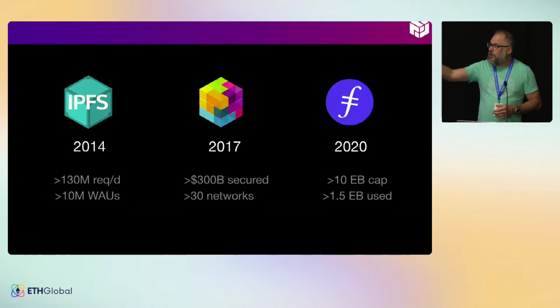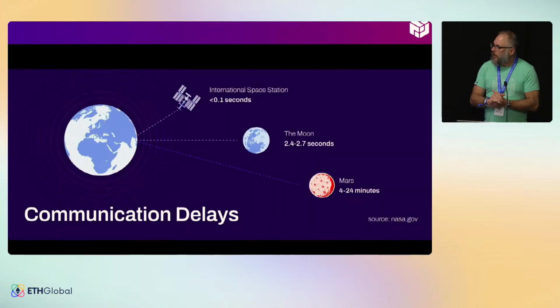libp2p, with all of those networks, is currently securing about $300 billion worth of value on those networks. So it's quite a significant thing. And then, like I say, Filecoin there on the end.